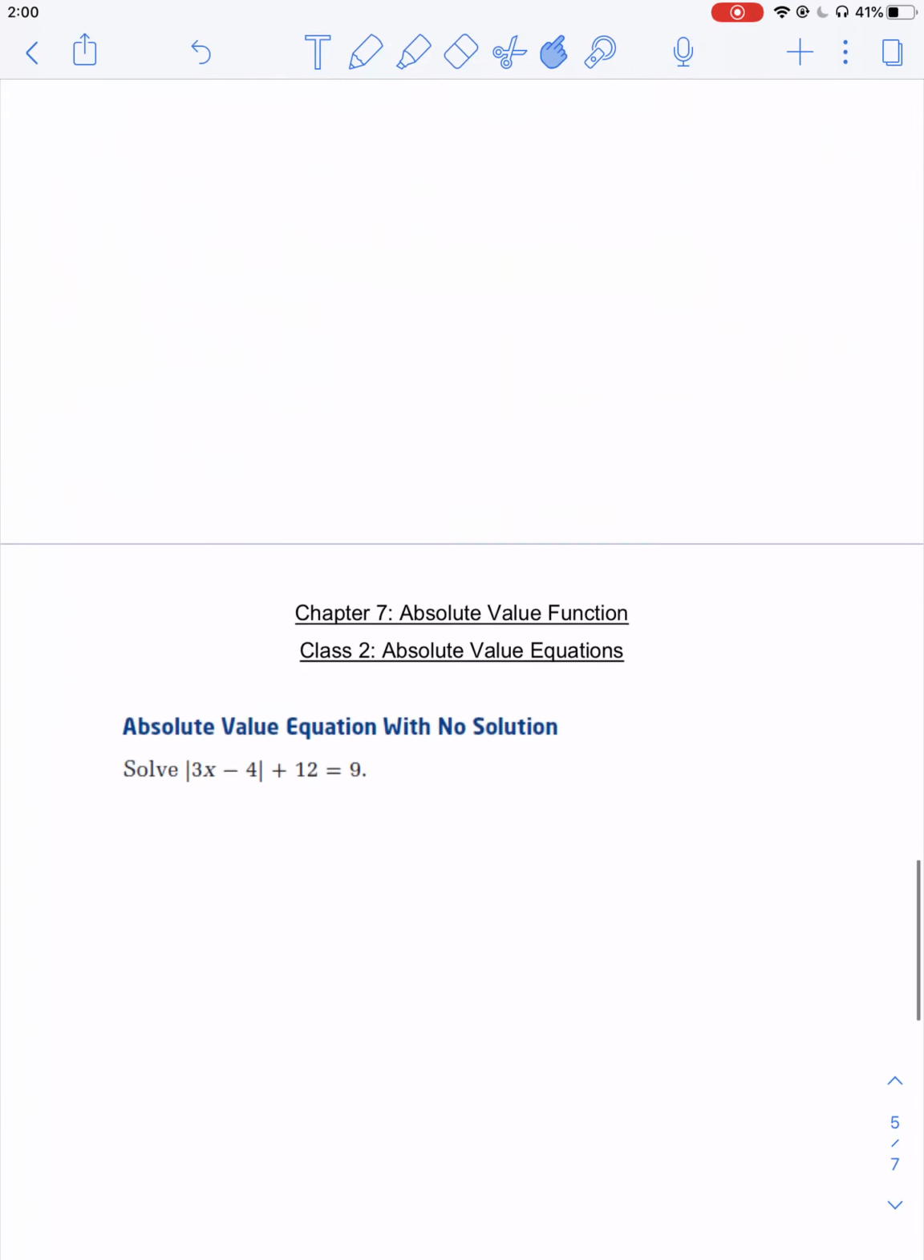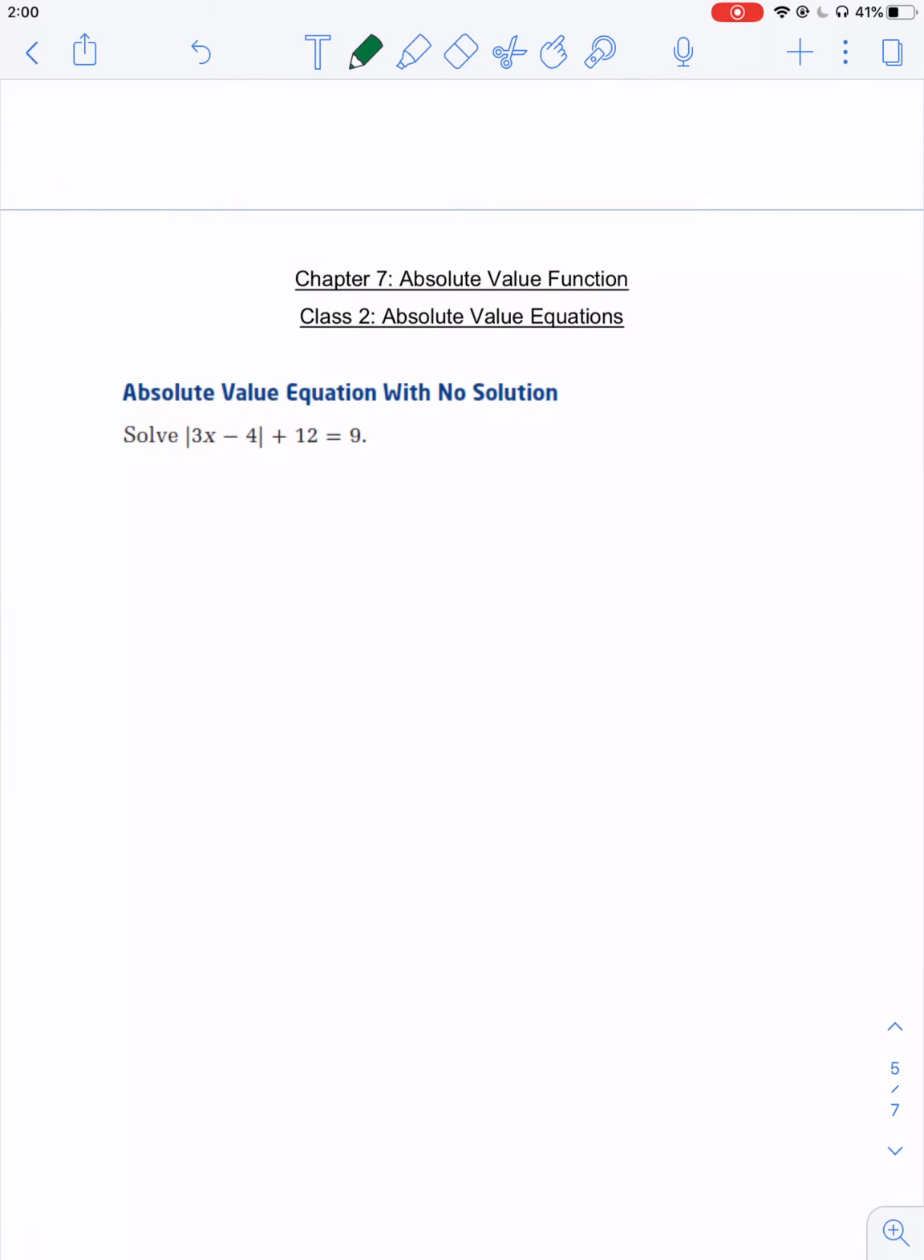Now, the final case is when there is no solution, and you have to be careful. Sometimes there will not be a solution because the question wouldn't make sense. Whenever you have an absolute value question, I guess I should have pointed this out, your goal is to have your absolute value all by itself on the left side equal to something. So make sure you're isolating the absolute value so that you can apply the cases, okay?